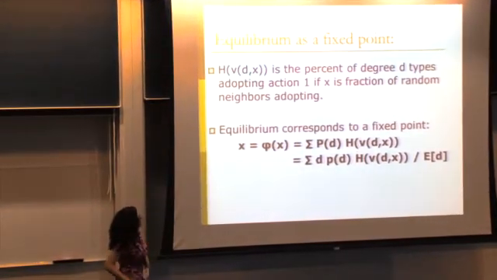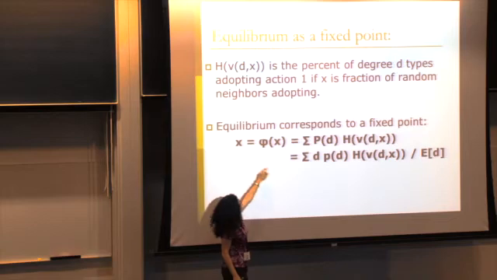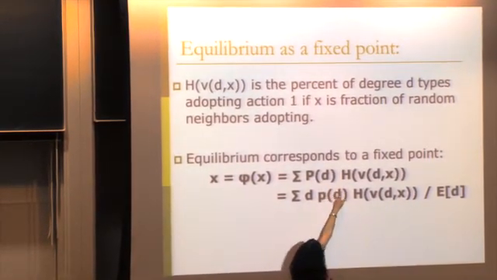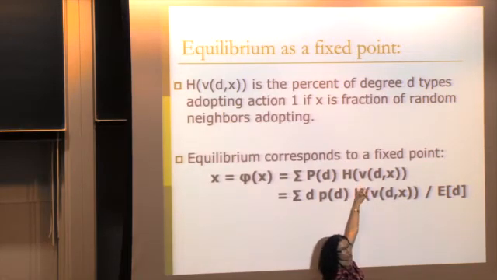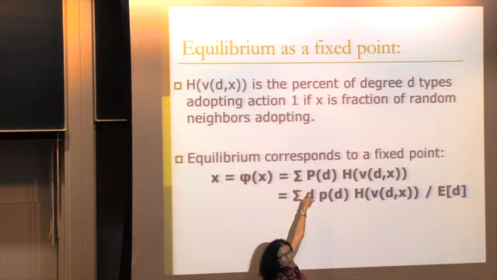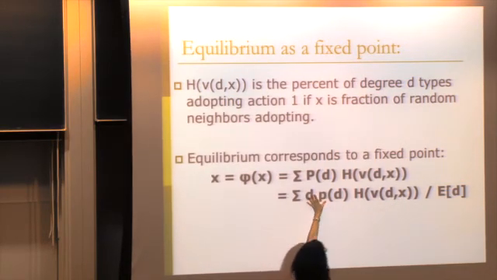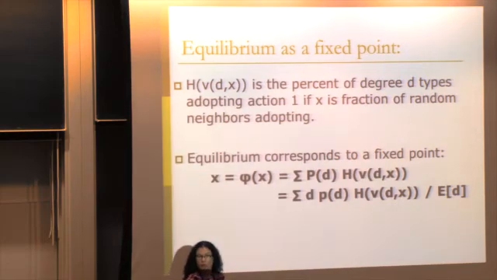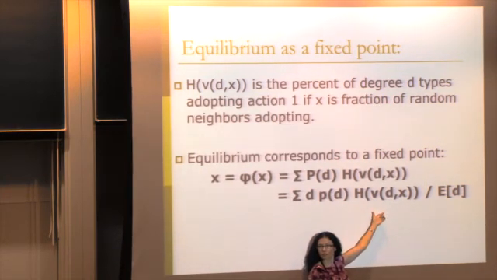Okay, so how do we calculate x? Well, x is the fraction of neighbors who are adopting, right? So this is the probability that my neighbor is of degree d, times the probability that a degree d agent adopts, or chooses the action 1. This is this H term. But the probability that my neighbor is of degree d, we just said, is not the underlying distribution. It depends on the underlying distribution and the expectation: d times P of d over the expected degree. These elements correspond to the degree distribution of my neighbors. So this is the probability that a random neighbor of mine is of degree d, and then this is the probability that, conditional on them being of degree d, they actually choose the action 1.